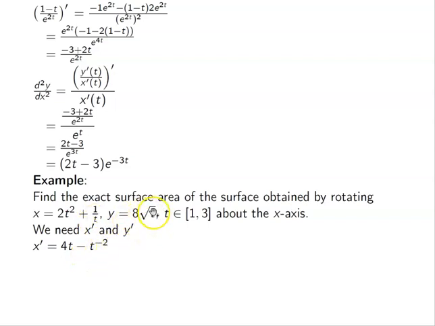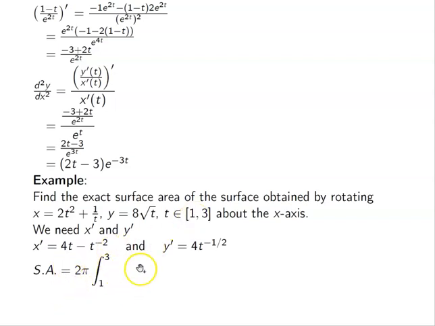Here, this is also a power function. This is 8 times t to the 1/2 power. So we'll just bring down the 1/2, which brings that to the 4. And then 1/2 goes down by 1, so that's negative 1/2. So really easy to do. We'll square those terms. I guess we'll throw them into the formula all at once first.